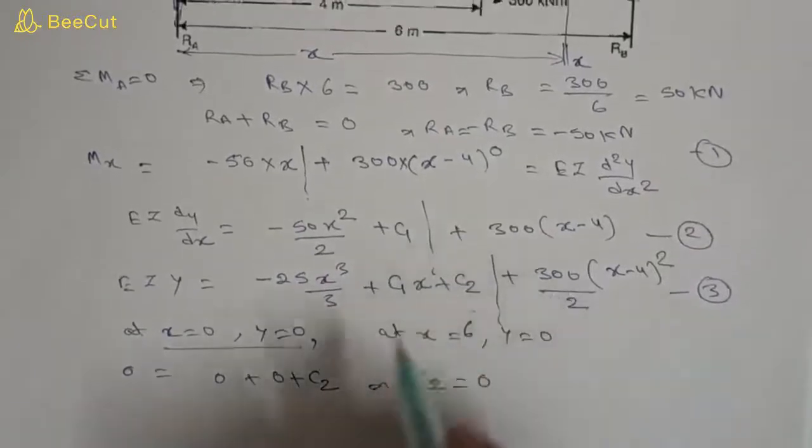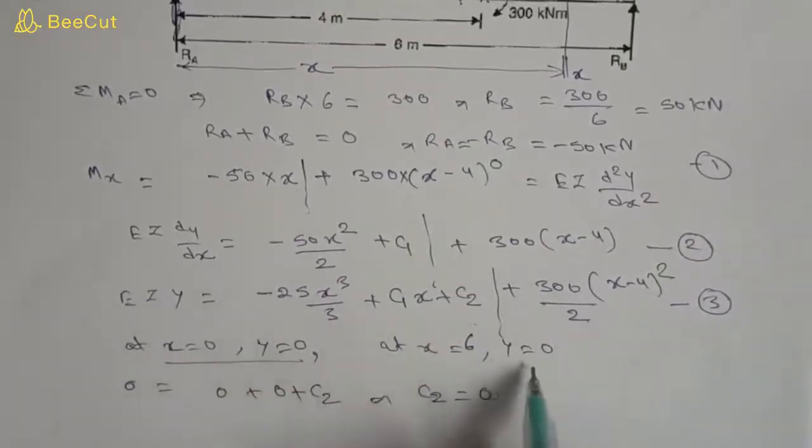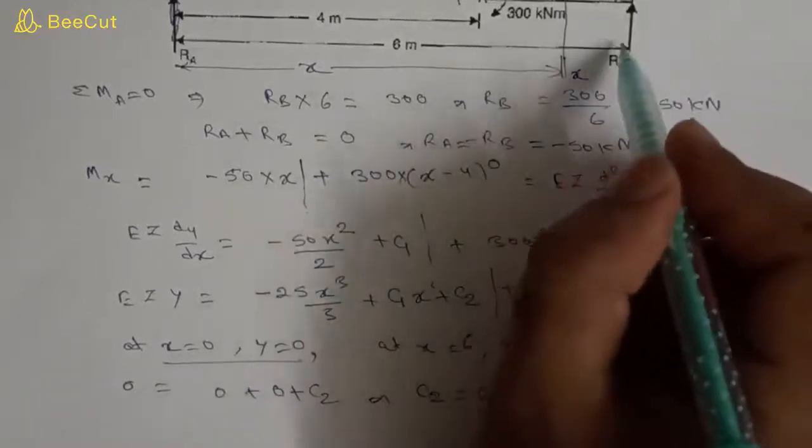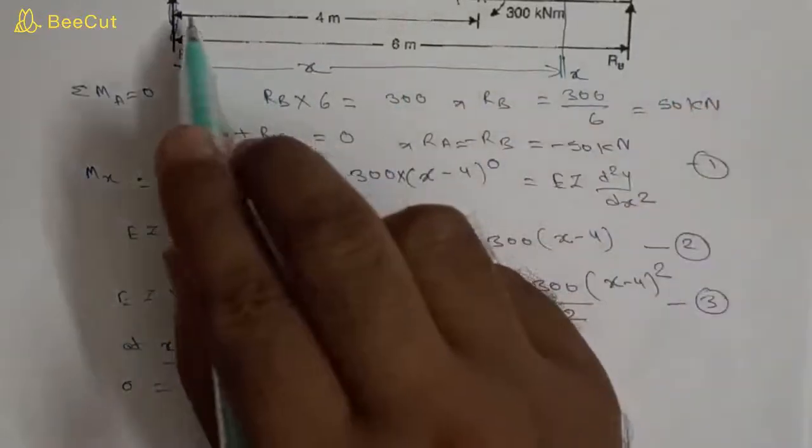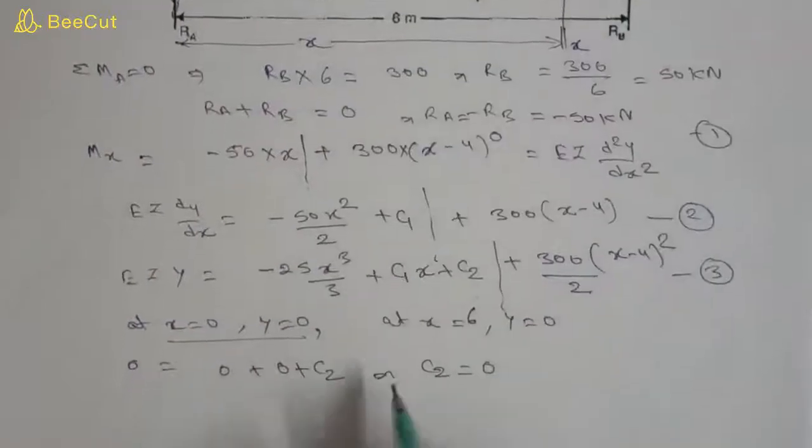Now if we apply the second condition, at x is equal to 6 meter, y is equal to 0. At this point x is equal to 6 meter, we have to go through both sections, so we will consider the whole term.